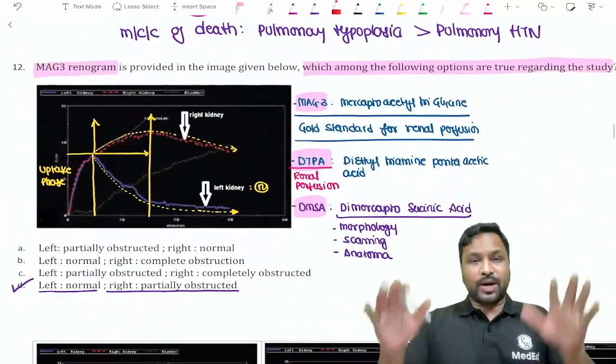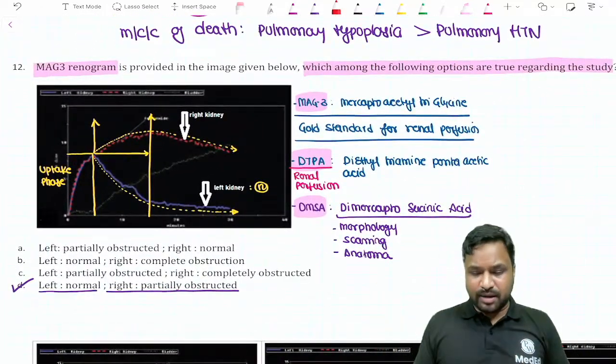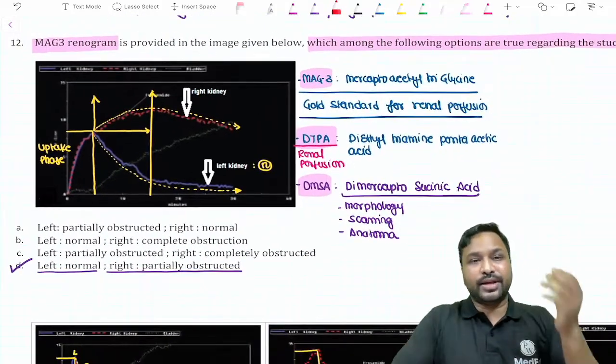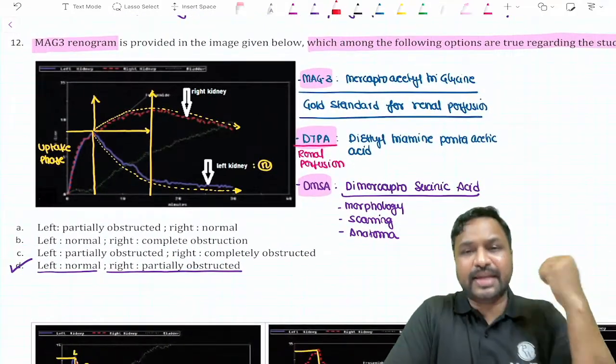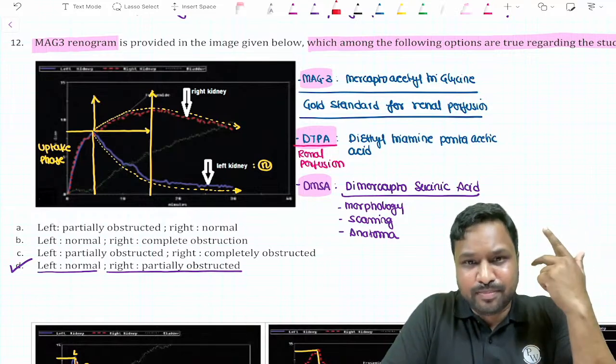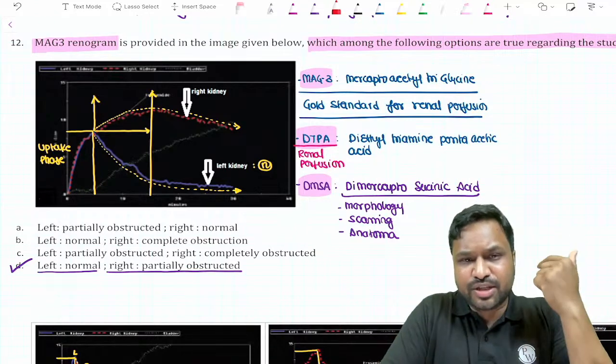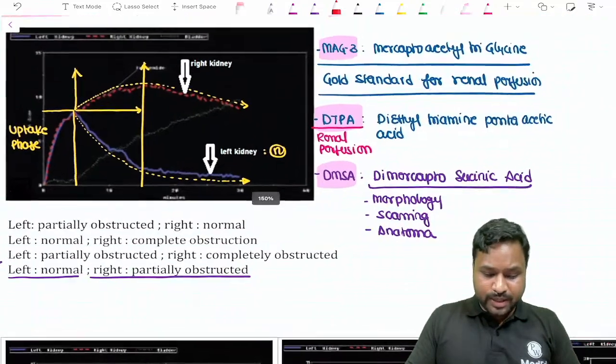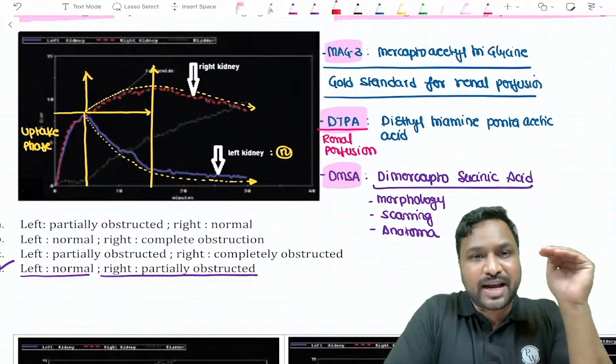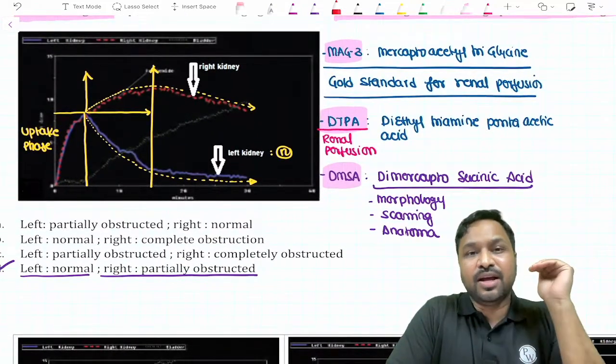We have discussed it. Another one is about renograms. Kidneys are very, very important. This is what we call MAG3, mercaptoacetyl triglycine. This is the gold standard. DTPA is the most commonly used investigation of choice to assess renal perfusion. Now you can see there are two kidneys. I can give you the right kidney and the left kidney. Right is the red line, left is the blue line.